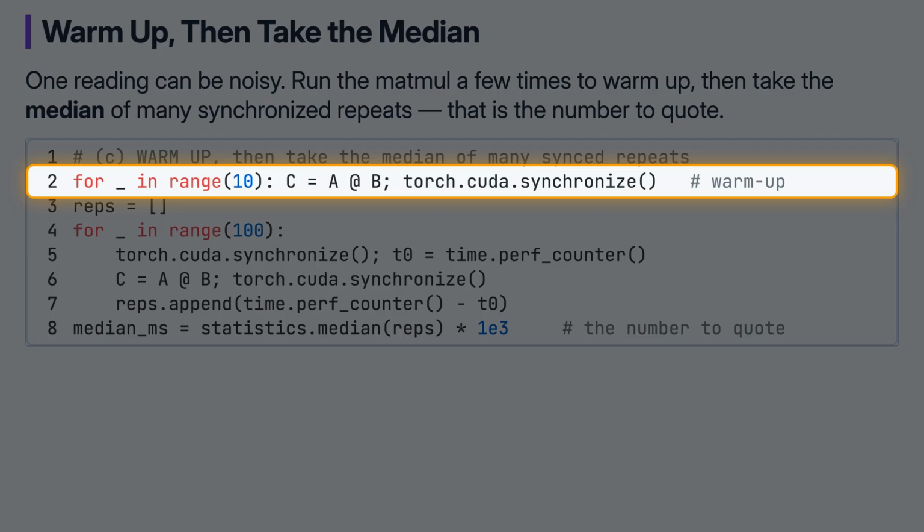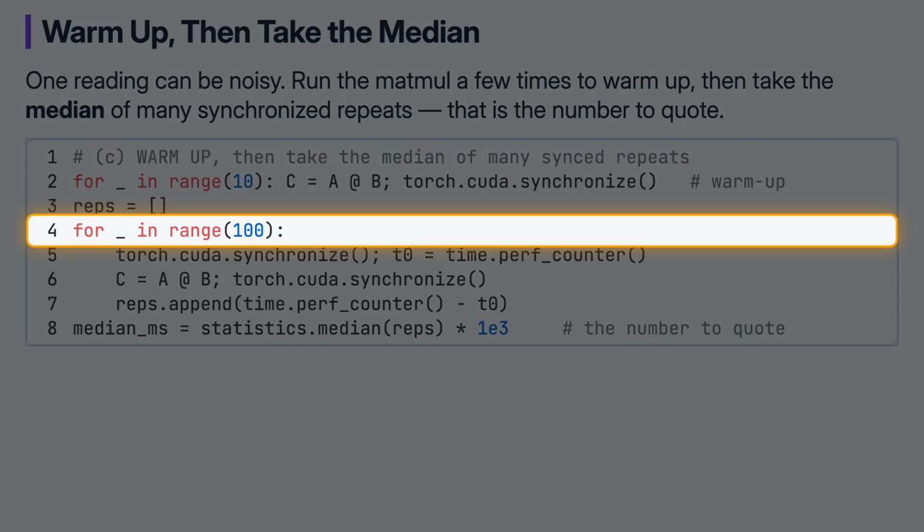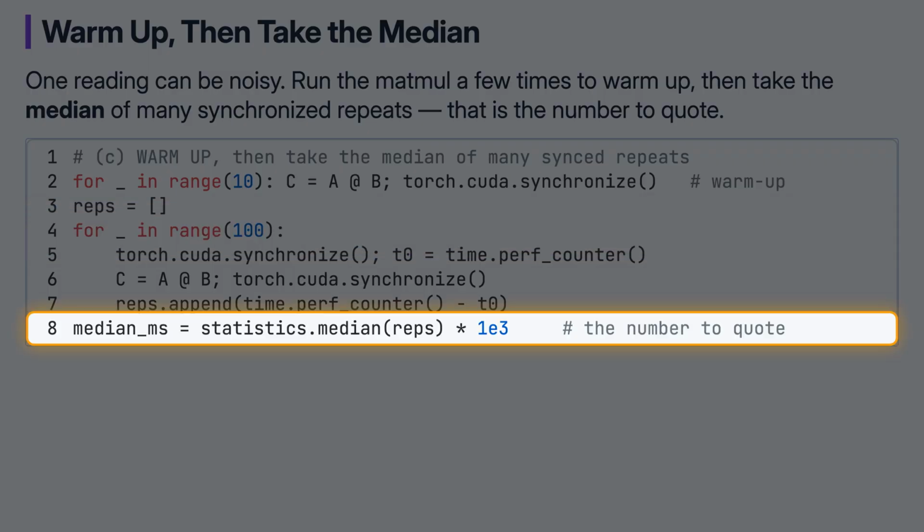One reading can be noisy. Block C runs 10 warm-up iterations first. Those pay off the one-off costs. Then it runs 100 repeats. Each repeat is synchronized before and after the call. We report the median, not the mean. The median is the safe choice when one repeat spikes. This median is the number to quote.